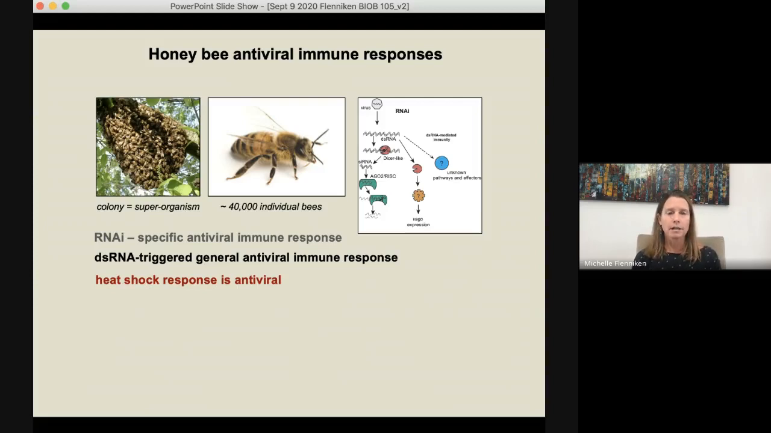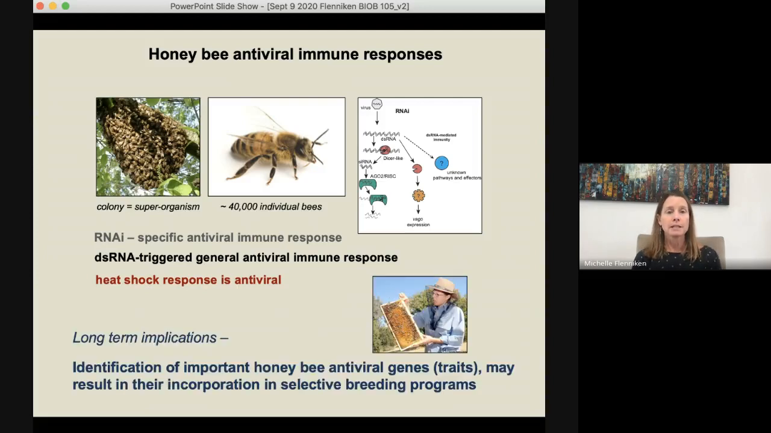Again, why we care is that bees are dying, and one of the ways you could imagine preventing bees from dying of viruses is to have bees that were better suited to fend off viral infections. And so the long-term implication of identifying the genes that are important for honeybee antiviral defense is that we can team them up with other scientists.